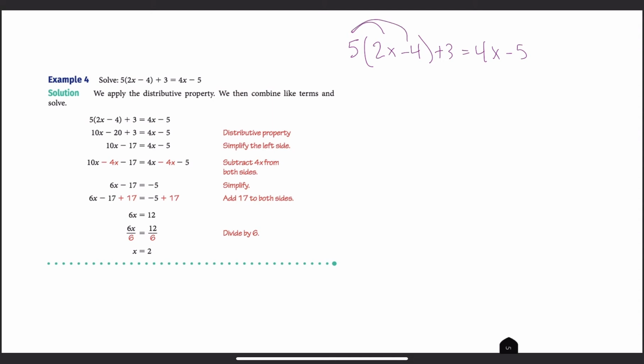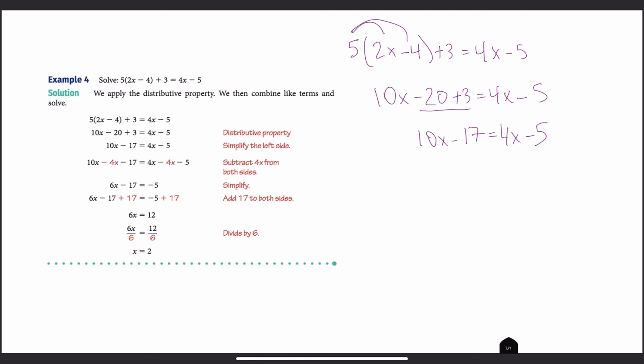So 5 times 2x is 10x. 5 times minus 4 is minus 20. And everything else just comes down. Now I have some like terms here. So negative 20 plus 3 is negative 17. Okay, so 10x minus 17 equals 4x minus 5.